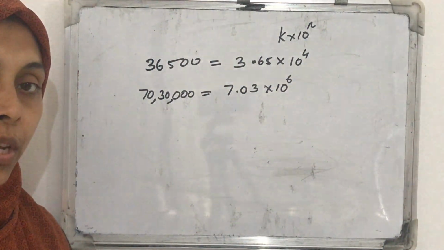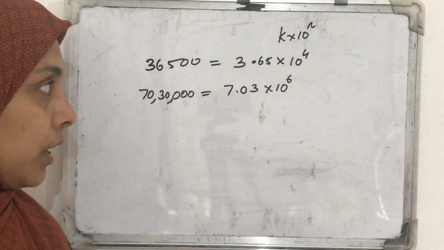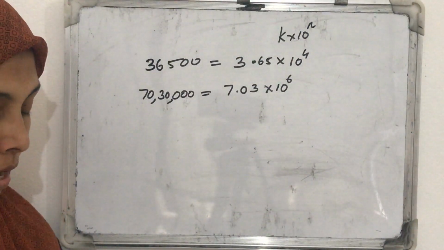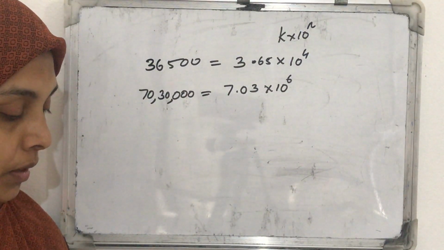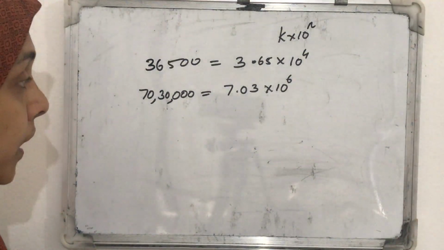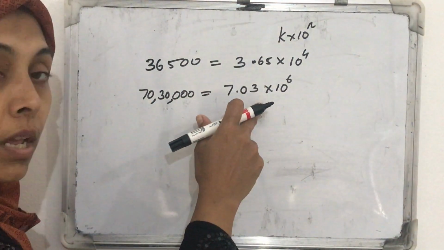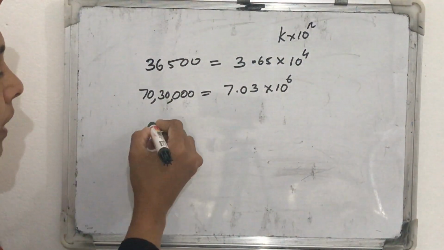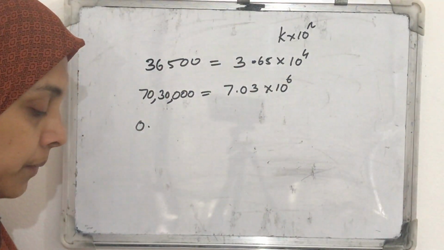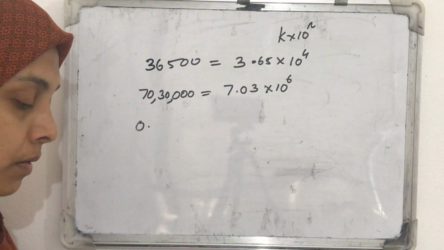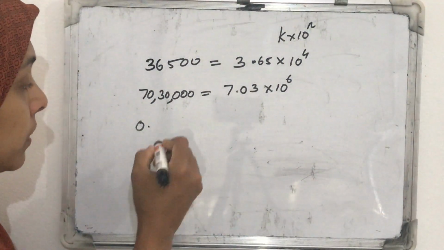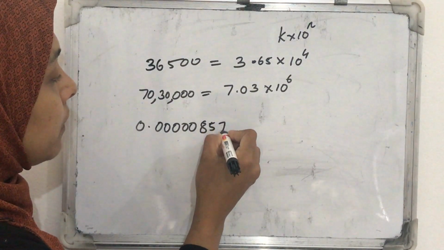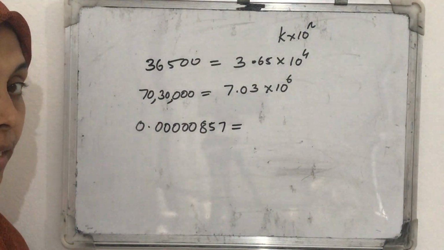Then its reverse also we know, how we can write from scientific form or standard form into expanded form, that is the normal way of writing. This is for large numbers, how we express them in scientific notation. If you get a smaller number, how can we write it in scientific notation? That also we can discuss. Then here, 0.000008 57. How can we write this in scientific notation?